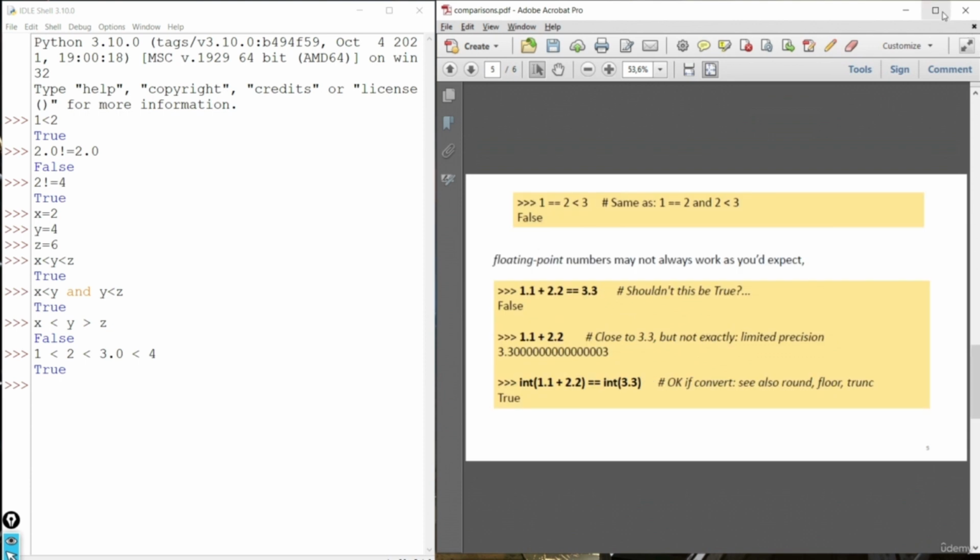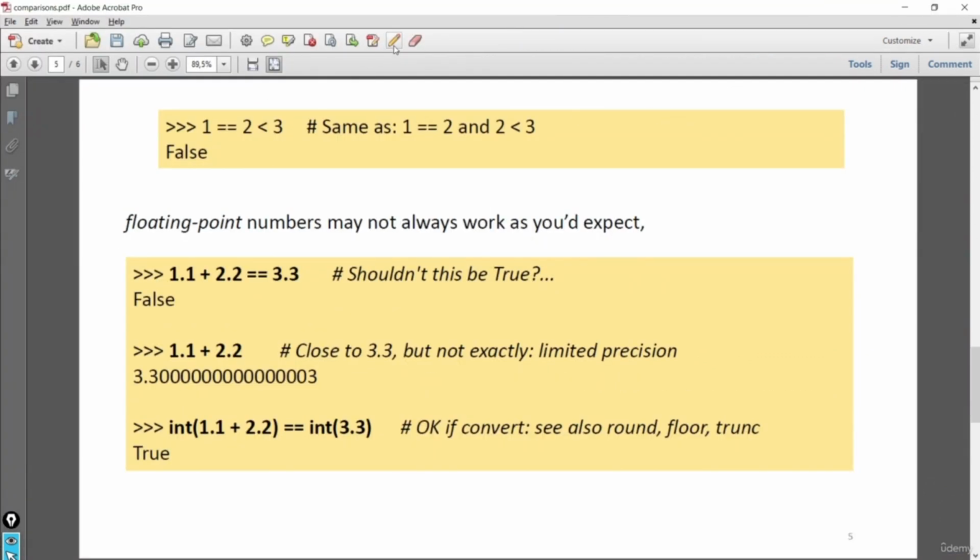Okay, now let's consider these examples. 1 equal to 2, 2 is smaller than 3. So the first comparison result is evaluated. This is false. The second comparison, 2 is smaller than 3. This is true. And their AND is taken. The AND is false.